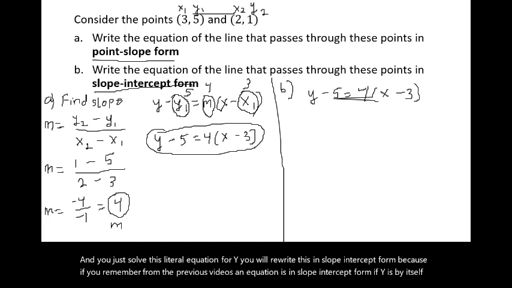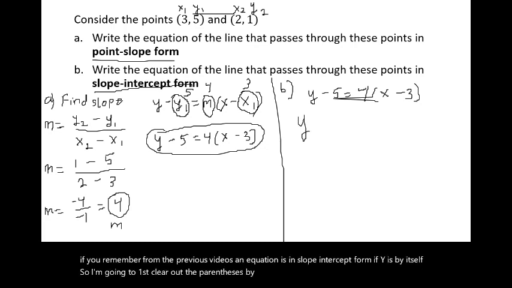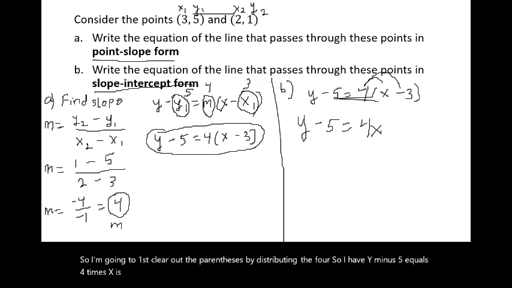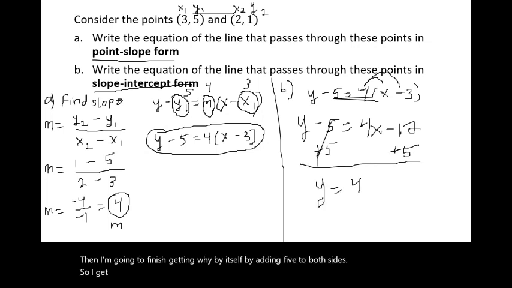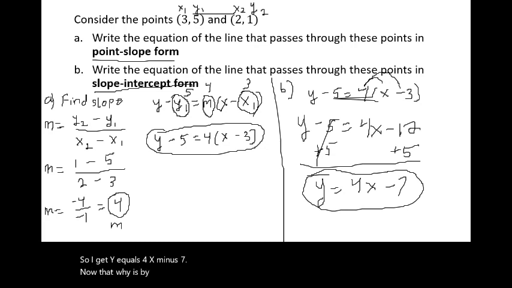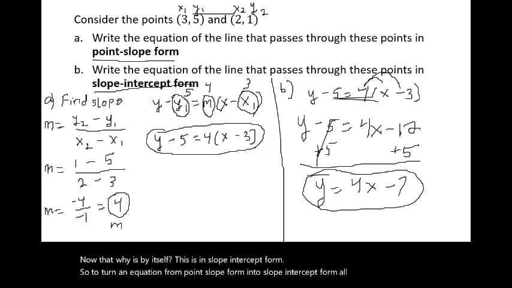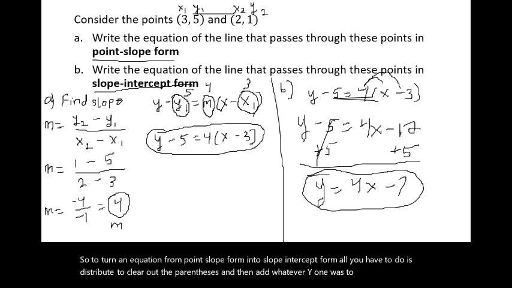So I'm going to first clear out the parentheses by distributing the 4. So I have y minus 5 equals 4 times x is 4x. 4 times negative 3 is negative 12. Then I'm going to finish getting y by itself by adding 5 to both sides. So I get y equals 4x minus 7. Now that y is by itself, this is in slope-intercept form. So to turn an equation from point-slope form into slope-intercept form, all you have to do is distribute to clear out the parentheses and then add whatever y1 was to both sides to get y by itself.